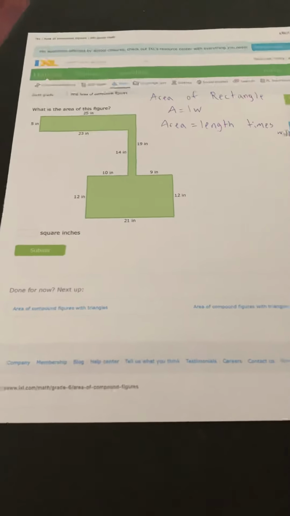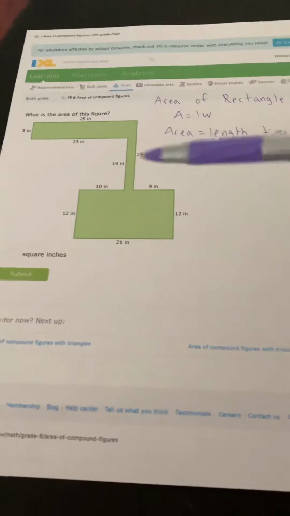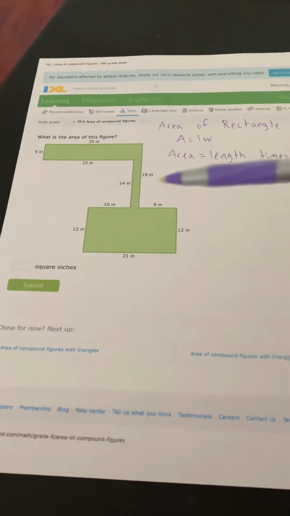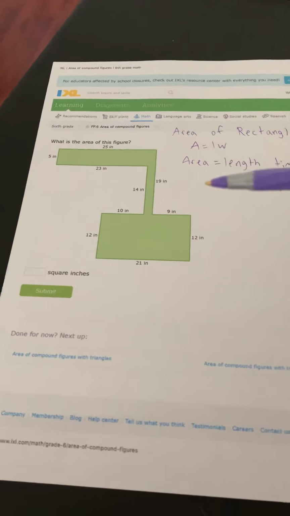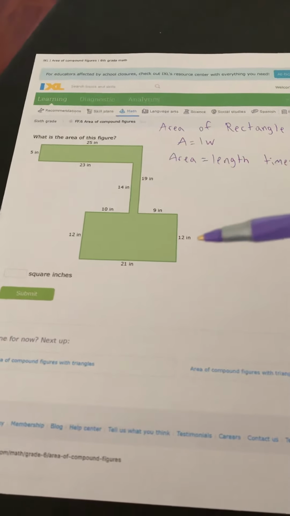All right, area of compound figures. What is the area of this figure? All right, so as you can see, this figure here is made up of 3 different rectangles. So the way that you solve this is you break the figure up into 3 different rectangles, find the area of each of the 3 rectangles, and then add the 3 areas up.